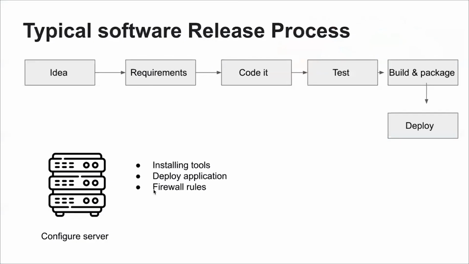Now, if we see the typical software release process, the traditional way in which people used to deploy applications, it is more like this: you have some idea, then you gather the requirements to create the application, then you code the application, you test that feature, you build the packages, and you deploy to the server. In this typical process, there were mostly two teams involved: one is the developer team and the other is the operations team.